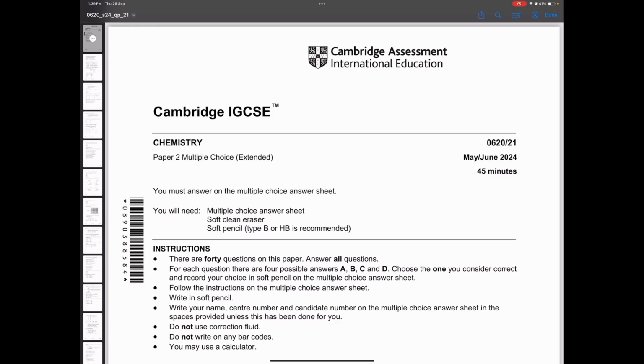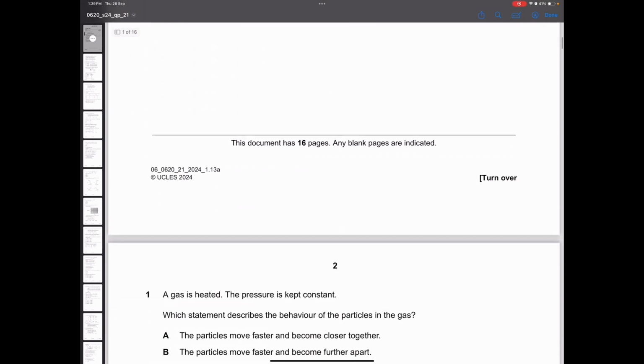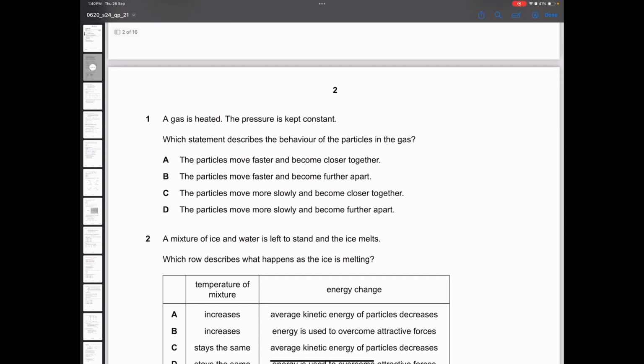The paper we are solving today is IGCSE Chemistry, May-June 2024, paper 21. Now, let's start with the first question. A gas is heated, pressure is kept constant. We know that when pressure is kept constant, volume is directly proportional to temperature. And since they are heating it, meaning they are increasing the temperature, the volume must also increase.